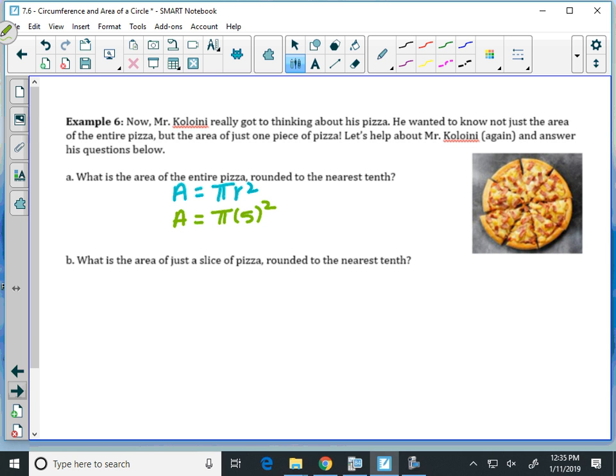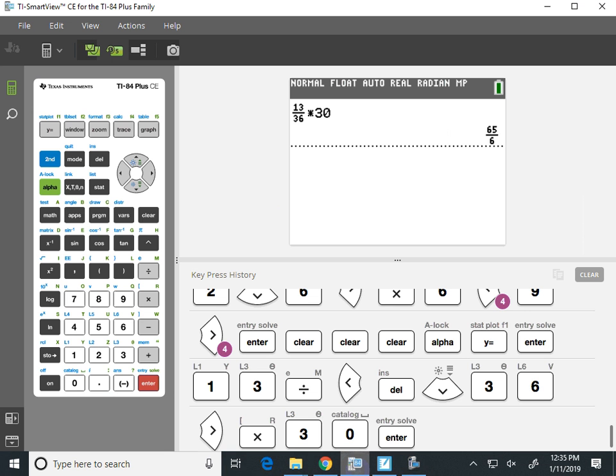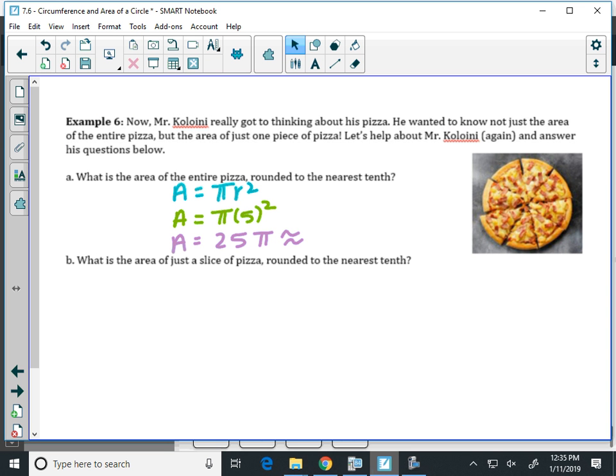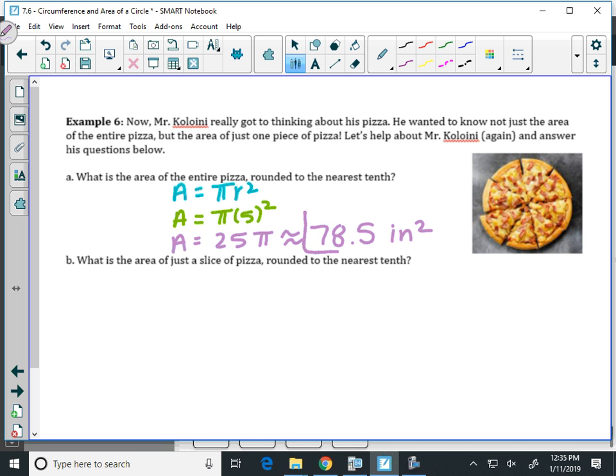We're going to leave it in terms of pi first, and then round. 5 squared is what? 25. Tack on the pi. So if we round it to the nearest tenth, it's about what? We do 25 times pi. It's about 78.5 square inches. So that's the area of the entire pizza.